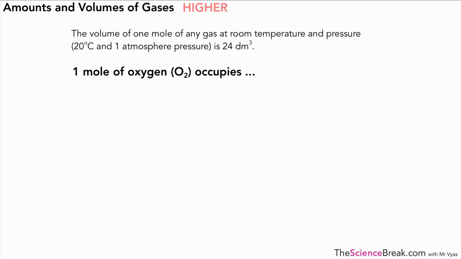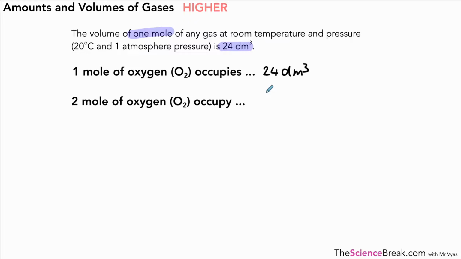Okay, so starting off nice and simple, we've got the sentence from before: the volume of 1 mole of any gas occupies 24 decimeters cubed. So 1 mole of oxygen will occupy 24 decimeters cubed at room temperature and pressure. If we had 2 moles of oxygen, that would occupy twice the amount of volume, so that would be 48 decimeters cubed. And that is hopefully quite straightforward.